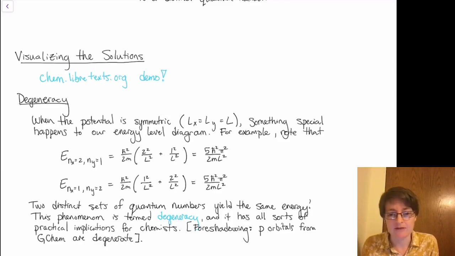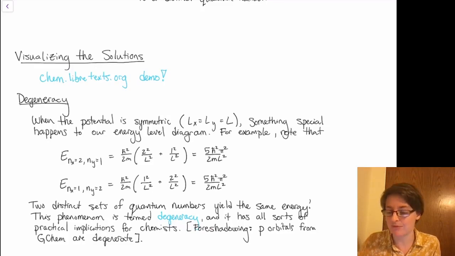And it's really interesting. So interesting, in fact, that we call this phenomenon of distinct wave functions leading to the same energy degeneracy. And it has all sorts of interesting implications for chemists. And as a foreshadowing of where we're going to go in this course, if you remember your p orbitals from general chemistry and how we have 3 distinct p orbitals, different orbitals, but they all have the same energy for atoms, those are distinct wave functions leading to degenerate energies.